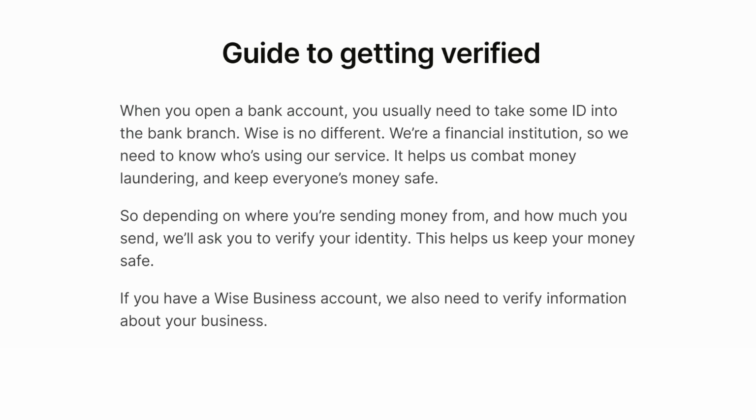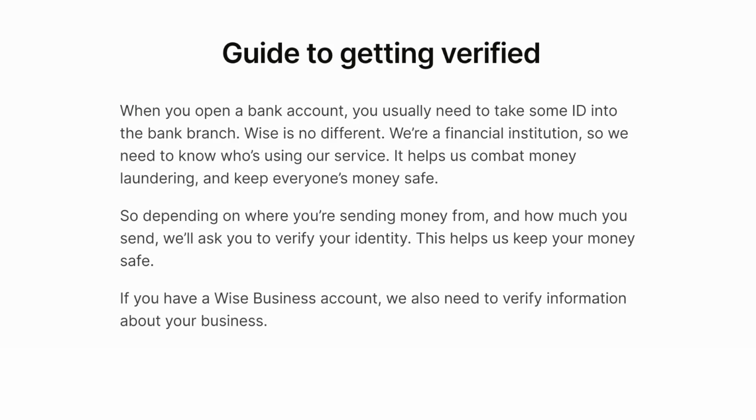How to verify identity on Wise. So when you open a bank account, you usually need to take some ID into the branch. Wise is no different. Wise is a financial institution, so they need to know who's using their service. It helps them combat money laundering and keep everyone's money safe.